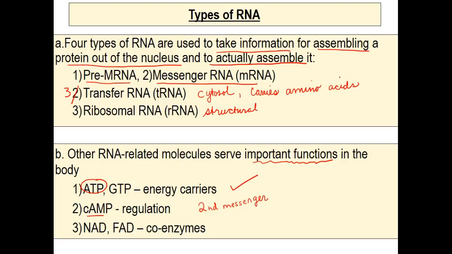NAD and FAD are energy carriers. They are coenzymes in that they help enzymes to function. They're actually derivatives of the B vitamins. And we will talk more about them when we discuss cellular respiration. But that is the end of our lecture on chemistry.